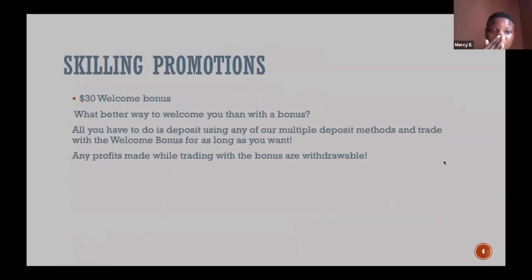So what are the things you get on Skilling? For everyone who is making their first deposit on Skilling, you can get the $30 welcome bonus. And the bonus is such that you can trade with it for as long as you want and withdraw all your profits. So when you complete your verification and fund your account, the bonus is automatically credited into your account. You determine how long you want the bonus to stay in your account. If you don't lose out on your trades quickly, the bonus will be there in your account for as long as you like.